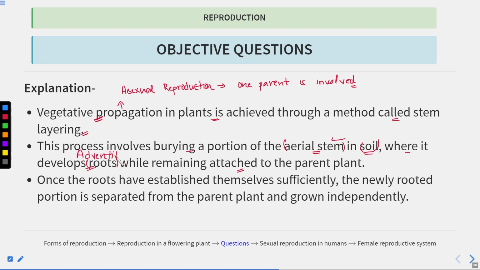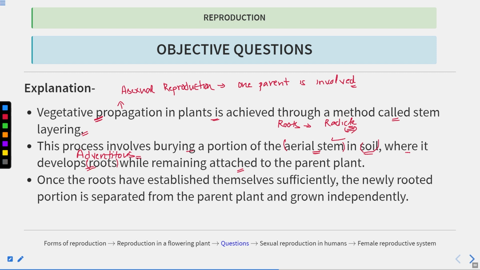Okay, these roots will be called adventitious roots. Now what are adventitious roots? Roots that arise from the part other than the radicle. Usually the roots arise from the radicle. But if roots arise from any other part other than the radicle, then they are known as adventitious roots.